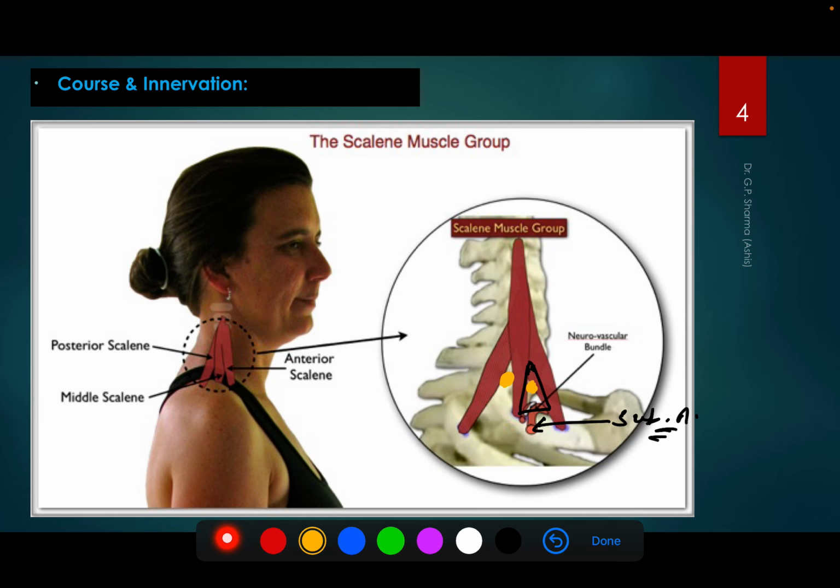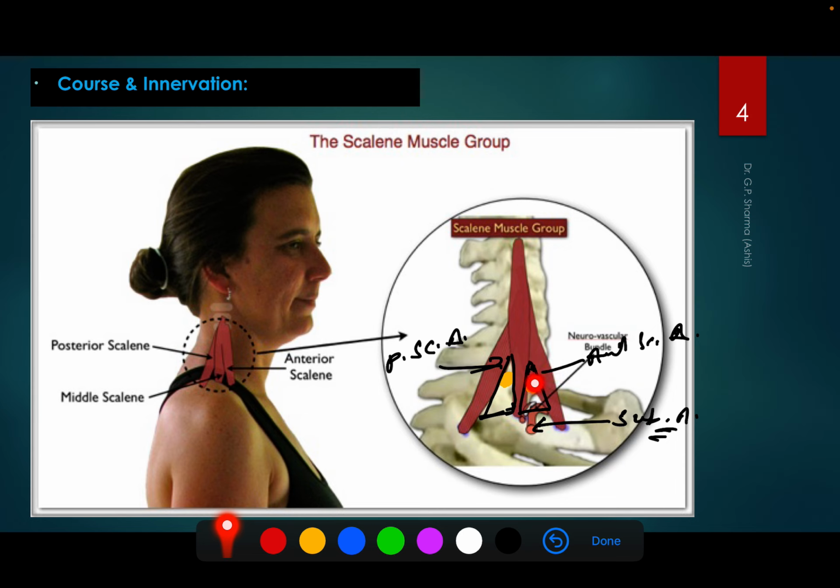This is a question in the exam. So all the brachial plexus components pass through the anterior scalene triangle, except the long thoracic nerve, which passes through the posterior scalene triangle. And the posterior scalene triangle is formed by scalene medial and scalene posterior with the second rib. And the anterior scalene triangle is formed by the anterior scalene muscle, medial scalene muscle, and then the first rib.